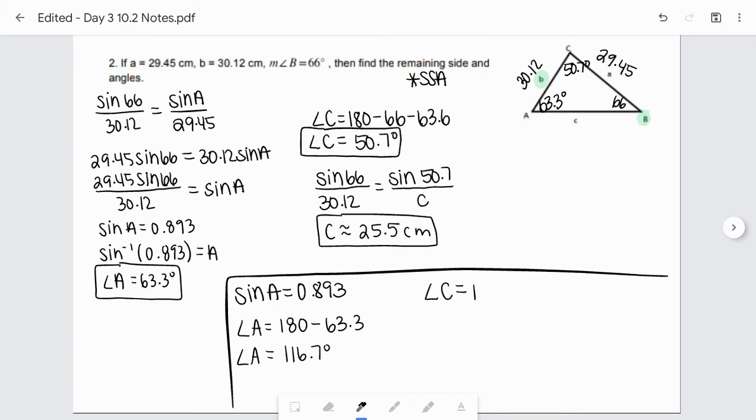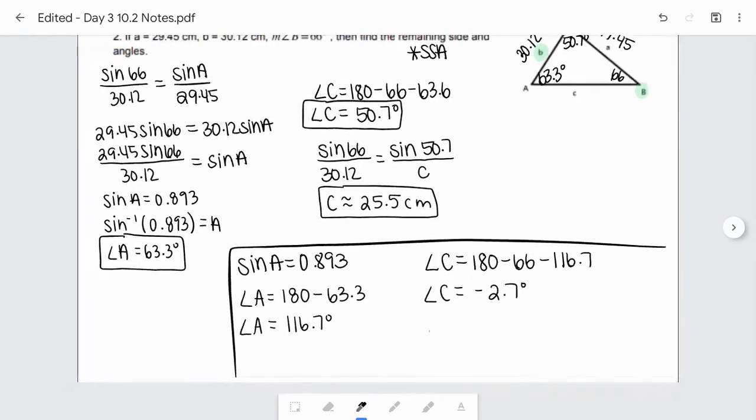Okay, so if that's true for angle A, then we have to find out what angle C is equal to. And so we would take 180, subtract the 66 degrees for angle B, and subtract 116.7 degrees for angle A. That tells us that angle C is going to be negative 2.7 degrees. That doesn't make sense for an angle to be negative, so for this case, there is no second triangle.